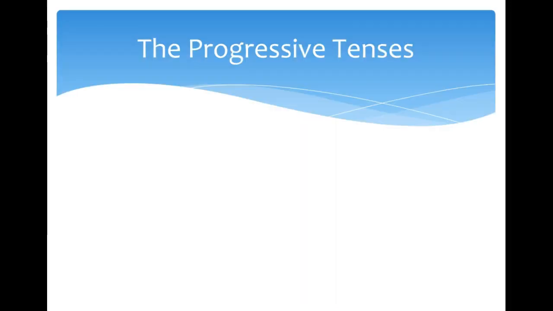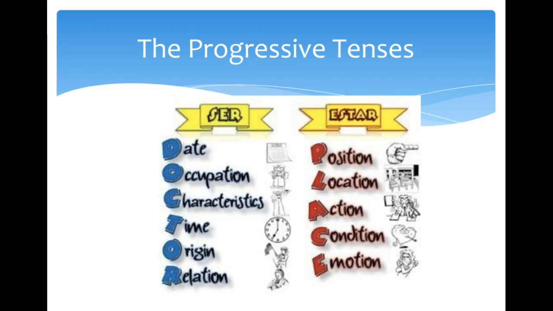Now, to talk about when and how we use the progressive tenses, I want to remind you of when we learned about the two verbs to be. We learned about ser and estar, and you learned the D.R. Place acronym to help differentiate when to use each of these. The one thing we kind of skipped over was the A in the estar acronym, for action, and this is where the progressive tenses come into play, because we're now going to be using the verb estar with these present participles in order to form the progressive tenses.